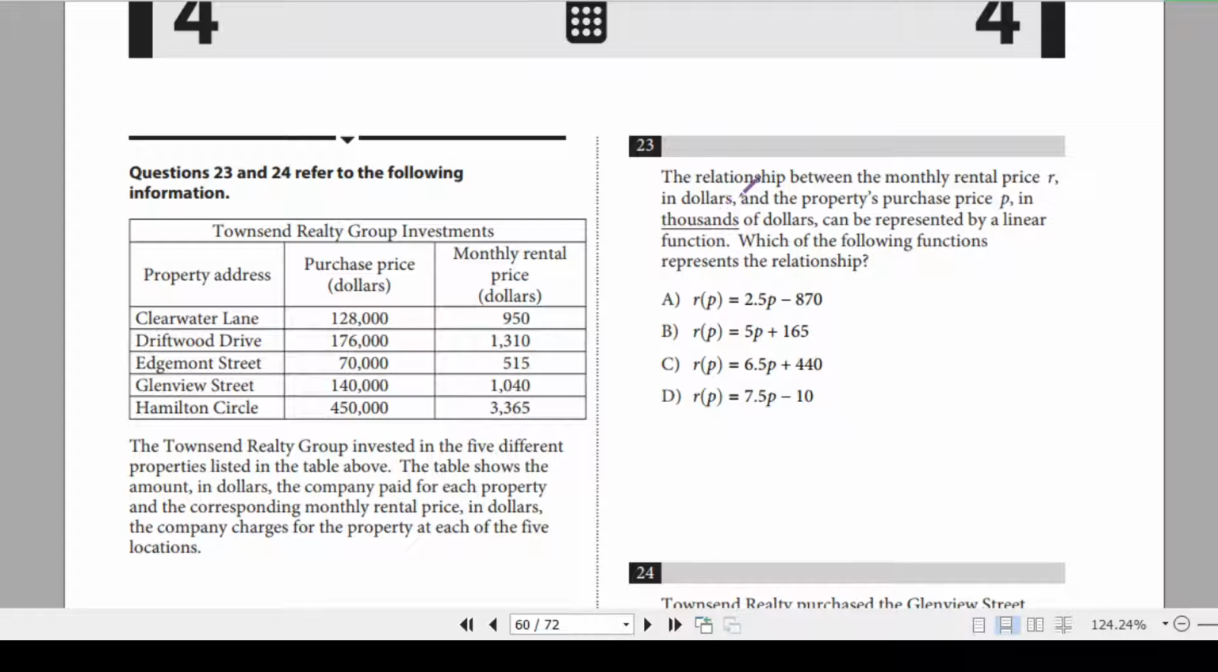Question 23 says the relationship between the monthly rental price R, this is the rental price, and the property purchase price P, in thousands of dollars. So it's in thousands, okay? You have to remove these zeros for this question only. Because when it says in thousands, the zeros are dropped. You will only take 128, 176, 70, 140, 450.